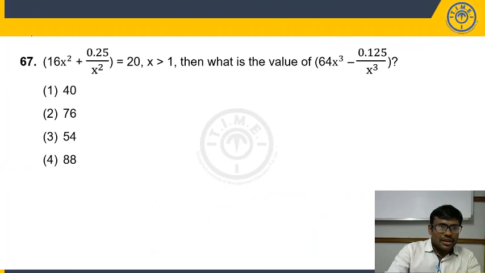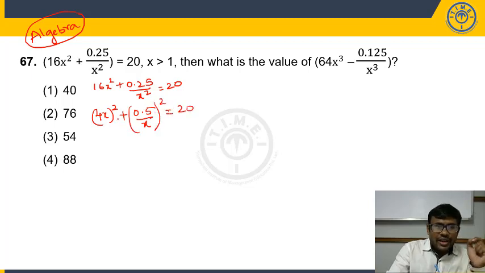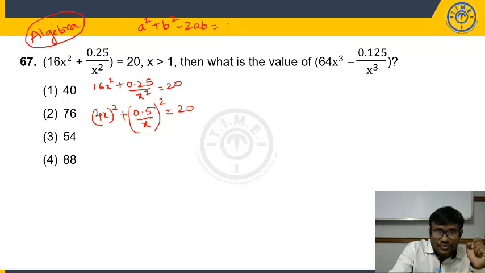Okay, another algebra question. So 16x square plus 0.25 by x square is given as 20. So what I do is, I write 16x square as 4x whole square and 0.25 by x square as 0.5 by x whole square is equal to 20. So here I have a square plus b square. So what I do is, I subtract 2ab on both sides.